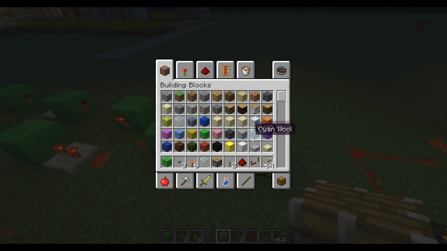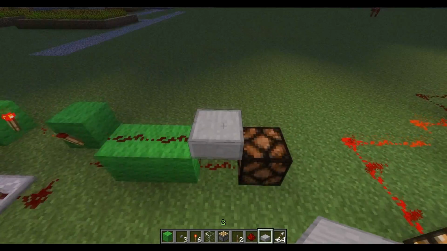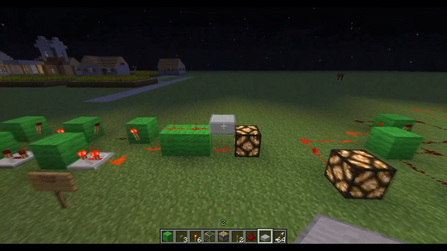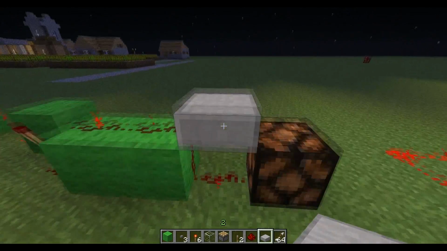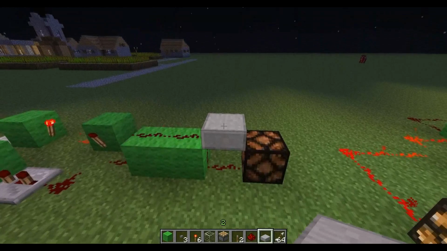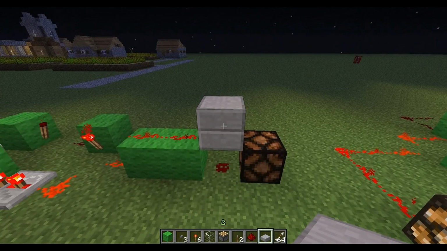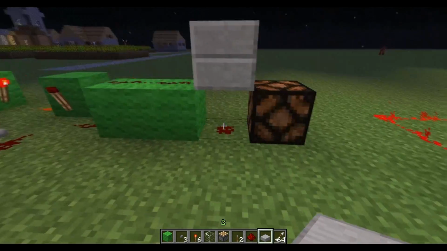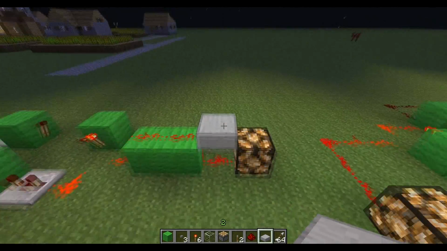You can do the same with half slabs. So you can put half slab on top. As it's not a full block, the signal is not broken. If you break another one here, it stops working, because it's now a full block. As you can see, the redstone is now broken. But place one again, and it works fine.